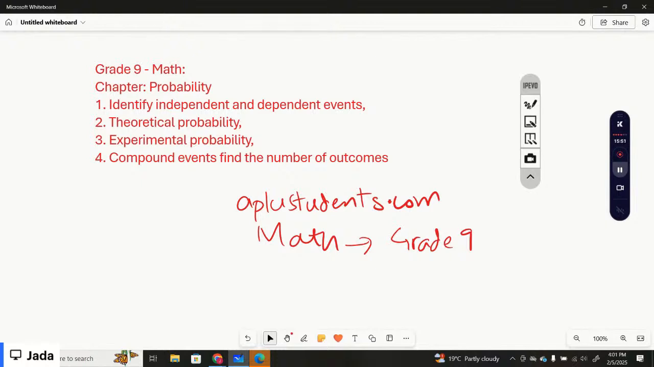There, we're going to start with the chapter probability. The lessons we're going to cover today are identify independent and dependent events, theoretical probability, experimental probability, compound events for the number of outcomes. Please make sure you have your notebook and pencil so that you can note down the important examples and definitions as well.